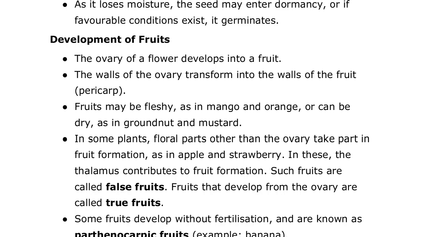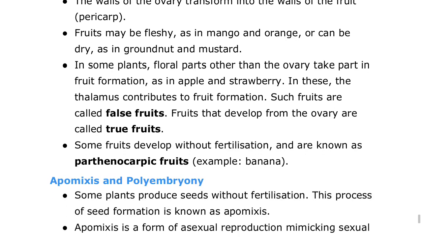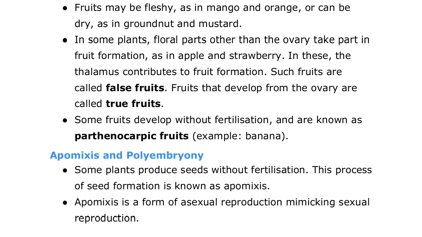In this case, the thalamus contributes to fruit formation. Such fruits are called false fruits. Fruits that develop from the ovary are called true fruits. Some fruits develop without fertilization and are known as parthenocarpic fruits, as in the case of banana, grapes.